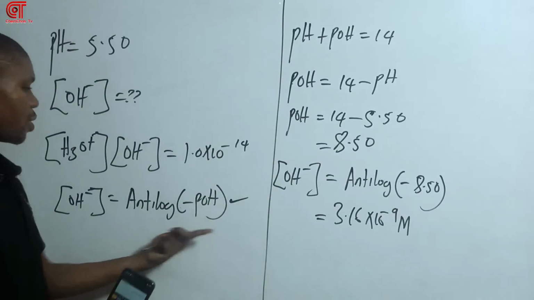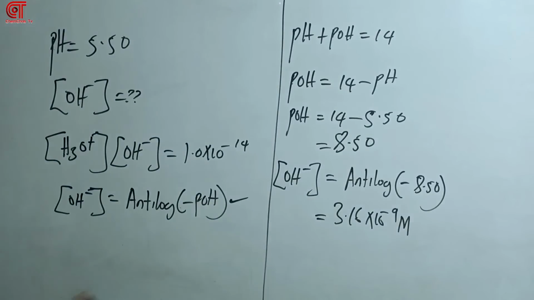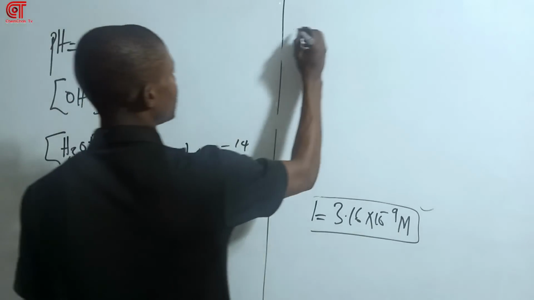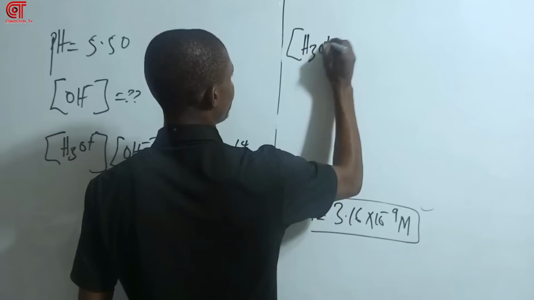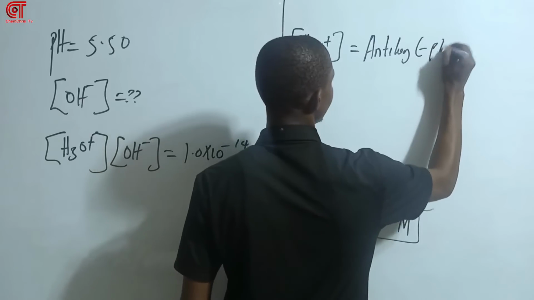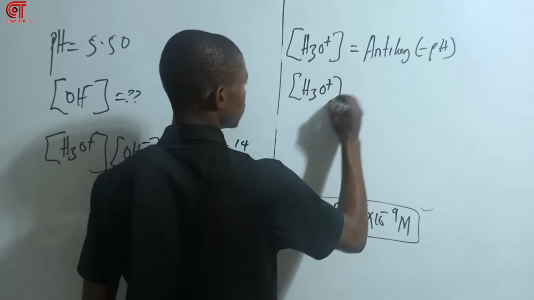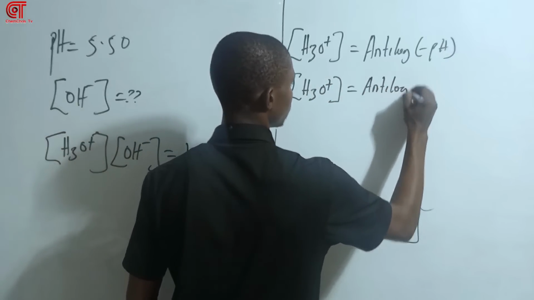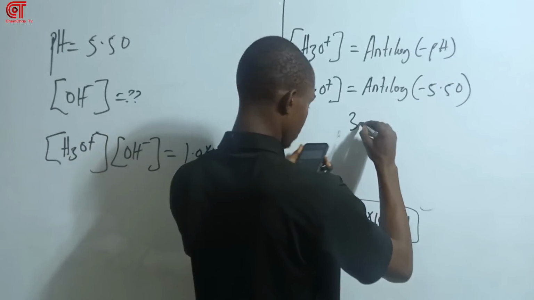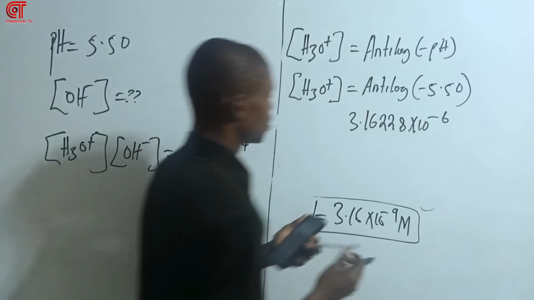But what about if you don't want to use this one here? We want to use this formula here. How are we going to do that? So remember, this is my answer. Let's see if I'm going to get the same answer here. So remember, hydrogen ion H3O plus equals antilog of minus pH, right? So if you impute it there, equals antilog of minus 5.50, which is 3.16228 exponential minus 6, right?